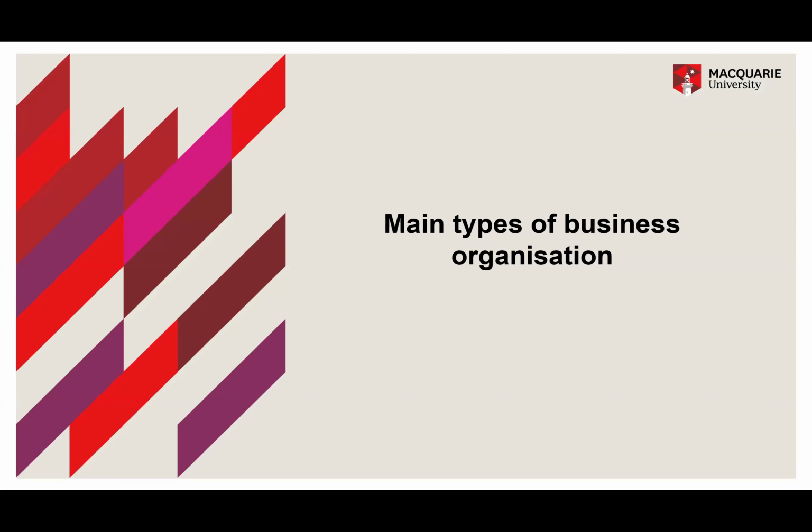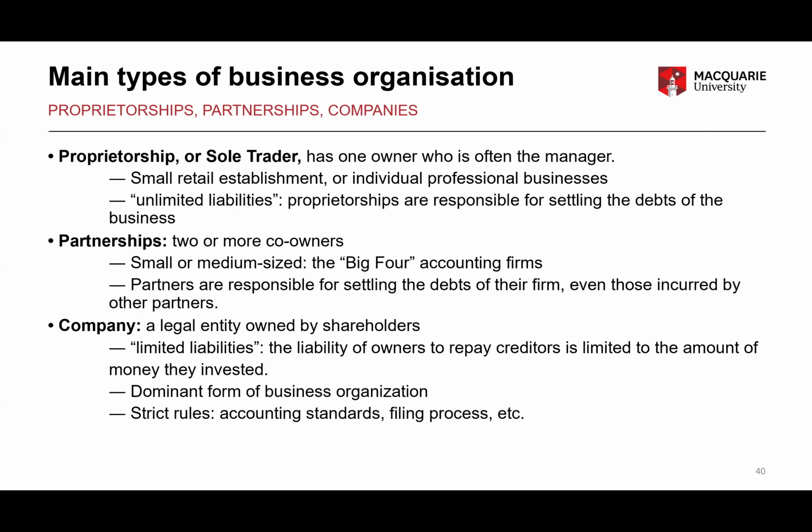So just to finish off here, I want to talk about main types of business organisation to be aware of. There are 3 main types of business structure that we have in Australia. And quite often a business will flow through these 3 stages as it grows and becomes more successful. So a business might start off as a proprietorship or a sole trader. If you have a great business idea, then you might just set this up on your own. You would be the owner and you would also be the manager.